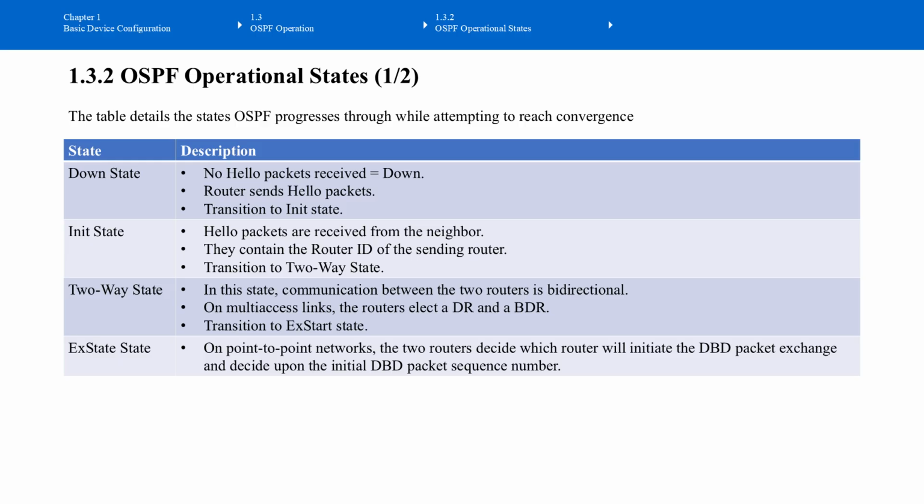The exstart state prepares the routers for database synchronization. During this state, the two routers determine which router will act as a master and which router will act as a slave, and they agree on the initial database description, DBD, sequence number. The master controls the exchange of DBD packets, while the slave follows the master's sequence numbers. No routing database exchange yet. This stage simply prepares both routers for the next phase.